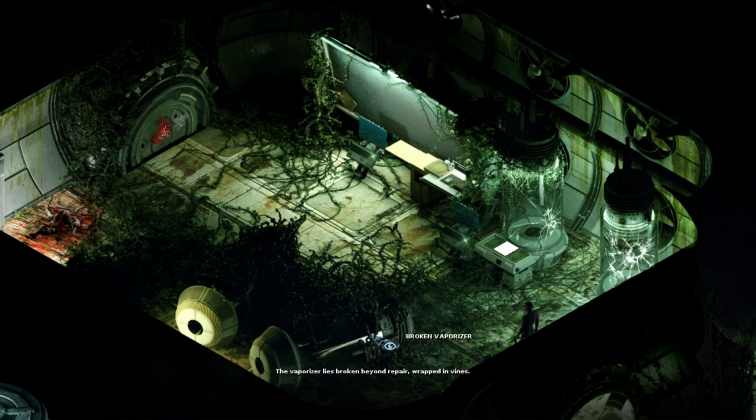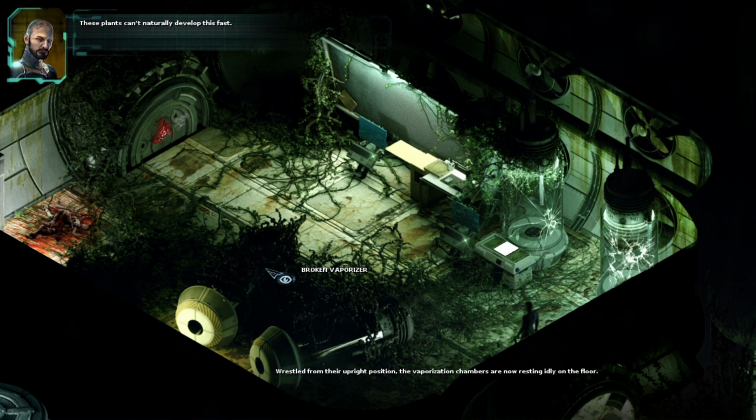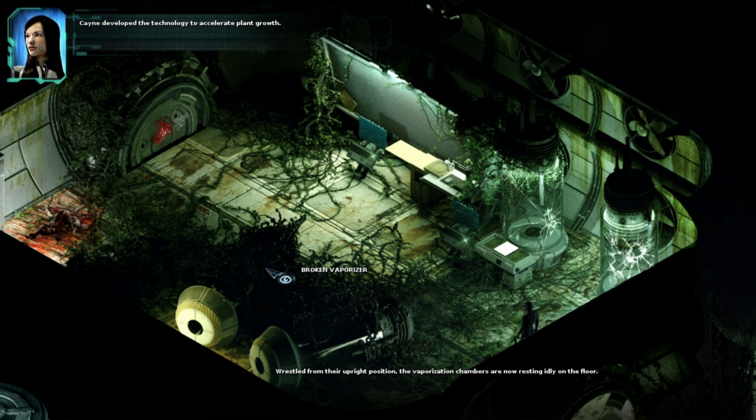The vaporizer lies broken beyond repair, wrapped in vines. These plants can't naturally develop this fast. Kane developed the technology to accelerate plant growth. Oxygen is big business.